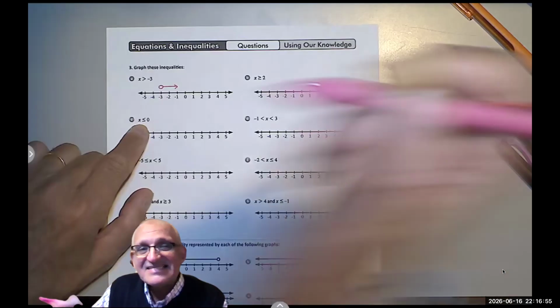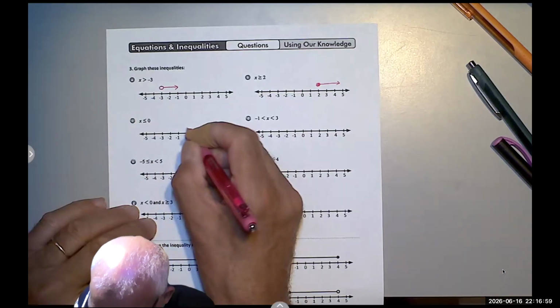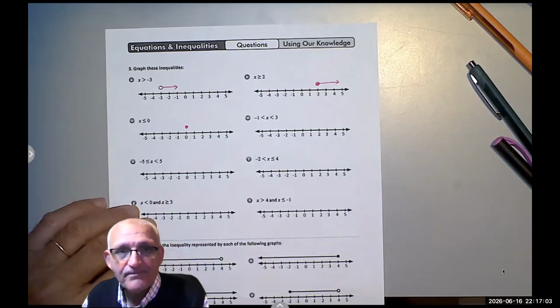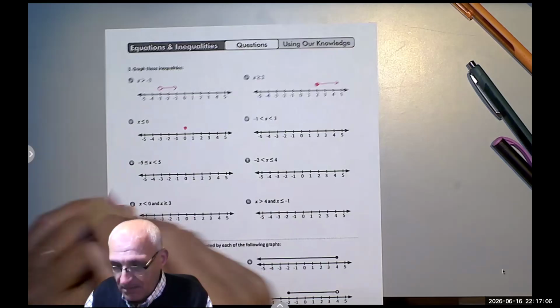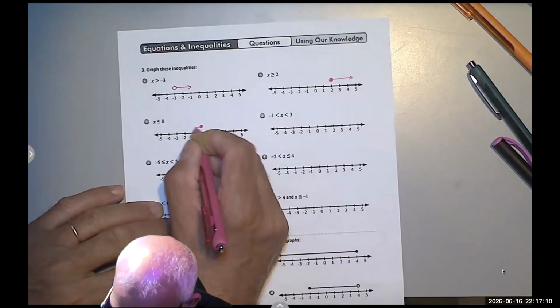X is less than, meaning to the left, or equal to 0, meaning at the 0 I have a closed circle. So x can be 0. And moving to the left.